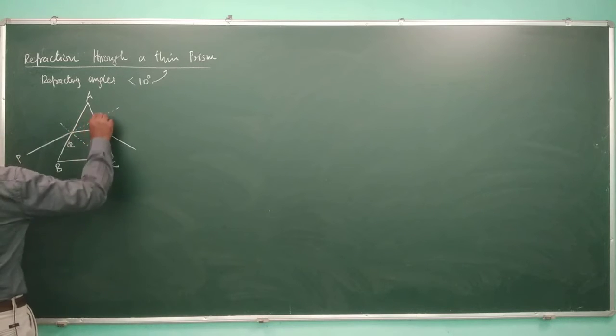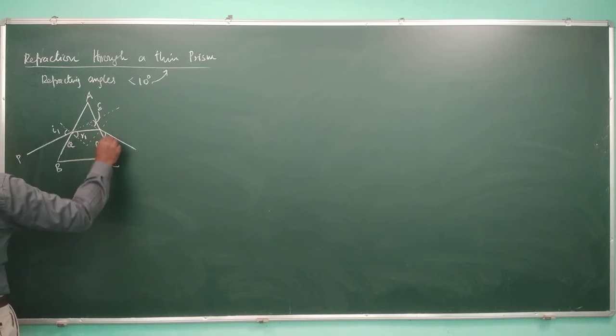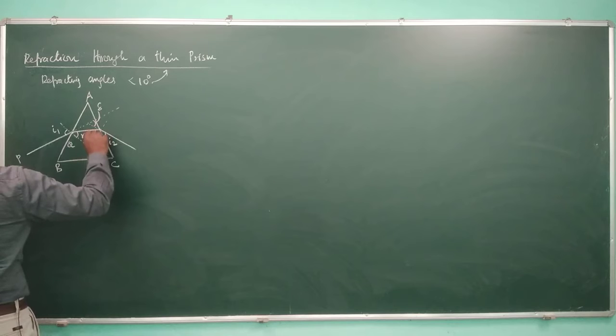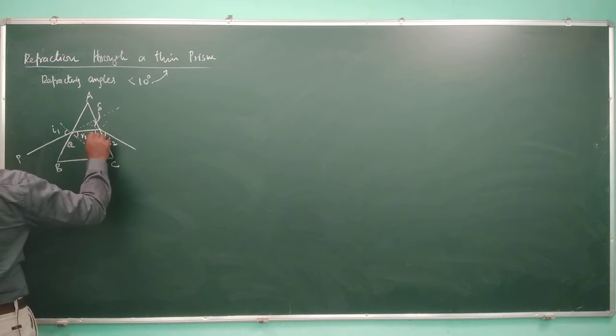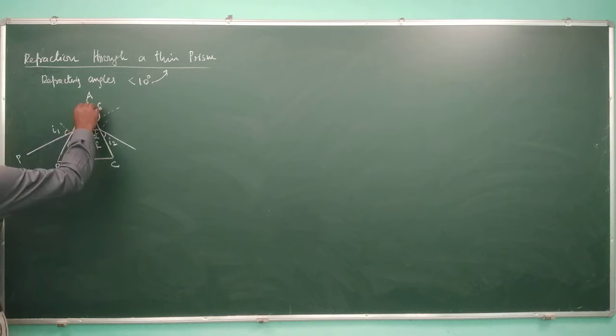Now, this angle is the angle of deviation delta, this angle is I1, the angle of incidence, and this angle is R1, the angle of refraction. This angle is the angle of emergence I2, and this angle is R2, the angle of incidence at the face AC. Here PQ is the incident ray. Here angle A is small, less than 10 degrees.